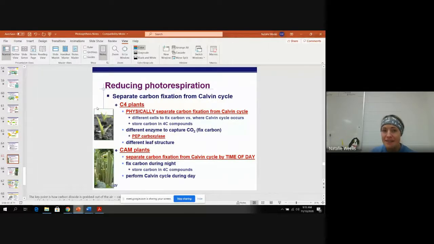So some plants have evolved these different systems in order to thwart the photorespiration that happens in most of our C3 plants. Remember, we call them C3 because they make a 3-carbon molecule at the end of the Calvin cycle. What C4 plants do is physically separate the carbon fixation process from the Calvin cycle process. They have physically different cells in their plants where they separate this process, so they are able to store carbon as a 4-carbon compound.